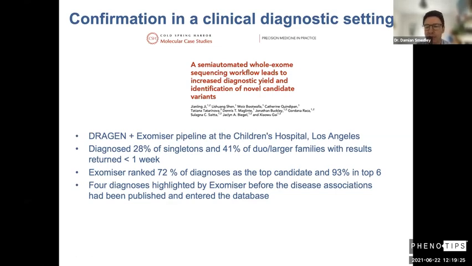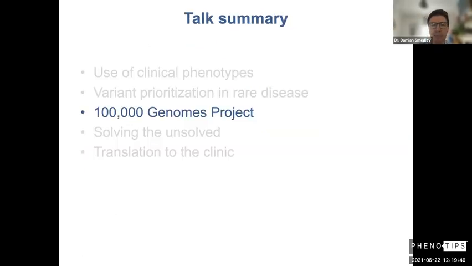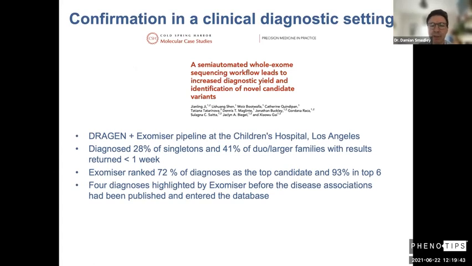And Exomizer was managing to find the actual diagnosis as the top ranked candidate for 72% of the cases, and 93% of them were in the top 6. And one of the things I really like is that for 4 of their diagnoses they could spot it because it had been highlighted by Exomizer, and this is before the actual disease association was published. So this was based on the mouse data or the protein-protein interaction data.